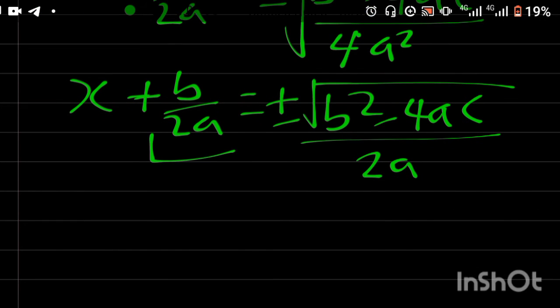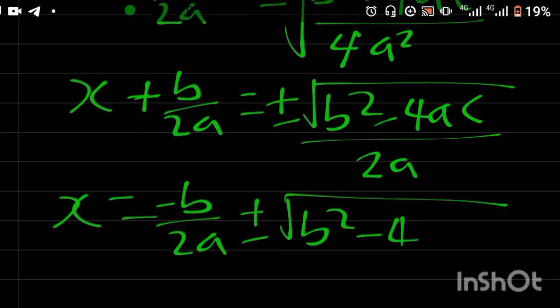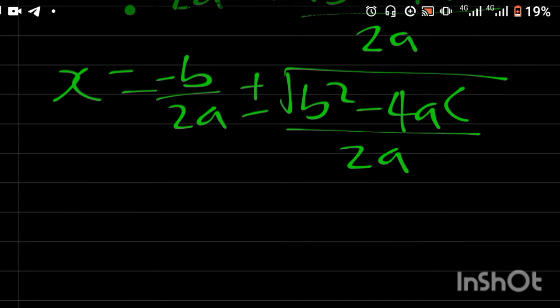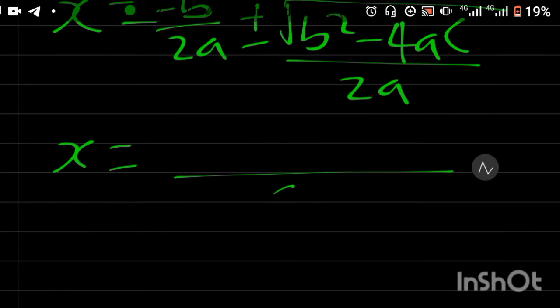I will now take this term to the other side, but don't forget anytime you take a term across the equality sign, the sign of that term will change. Therefore, I have x is equal to minus b over 2a plus or minus square root of b squared minus 4ac over 2a. We have two fractions, then I will combine them together by finding their LCM. Therefore, the LCM of 2a and 2a is 2a.